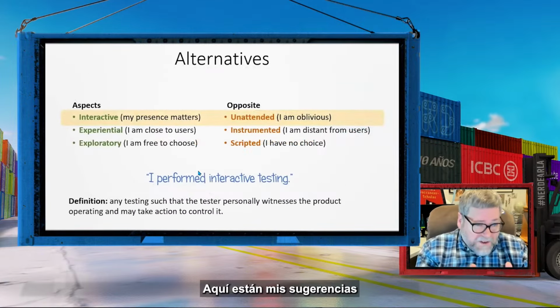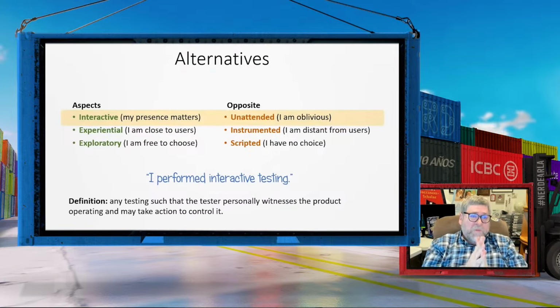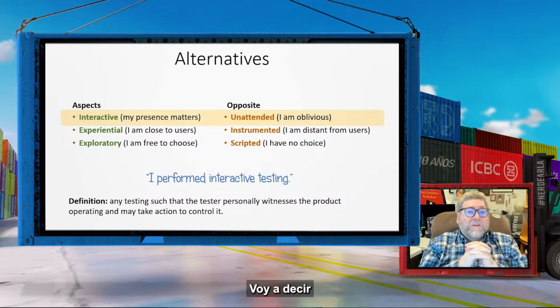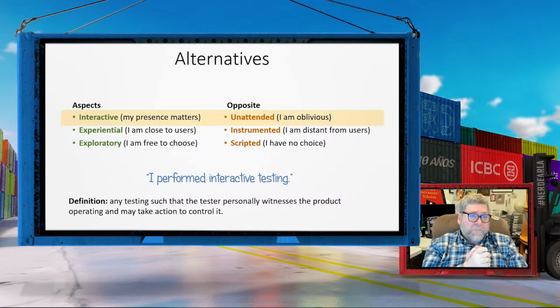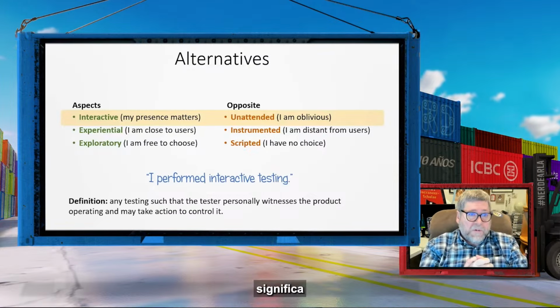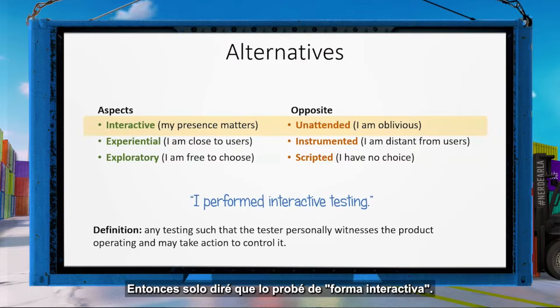Here are my suggestions for a better way to speak. I will say interactive testing. Interactive testing means that I personally am involved, I am present, I am witnessing the process, I am able to intervene. So I'll just say, I tested that interactively instead of I tested that manually.